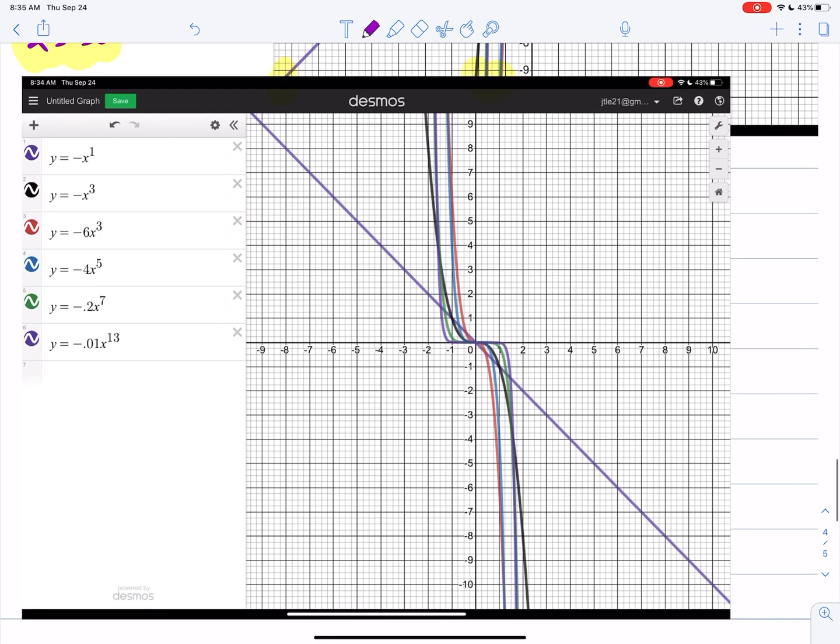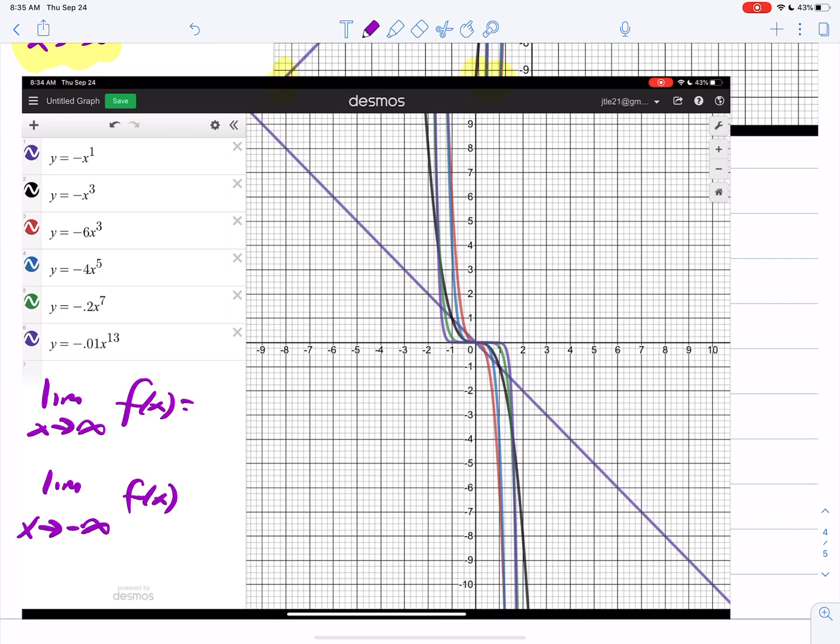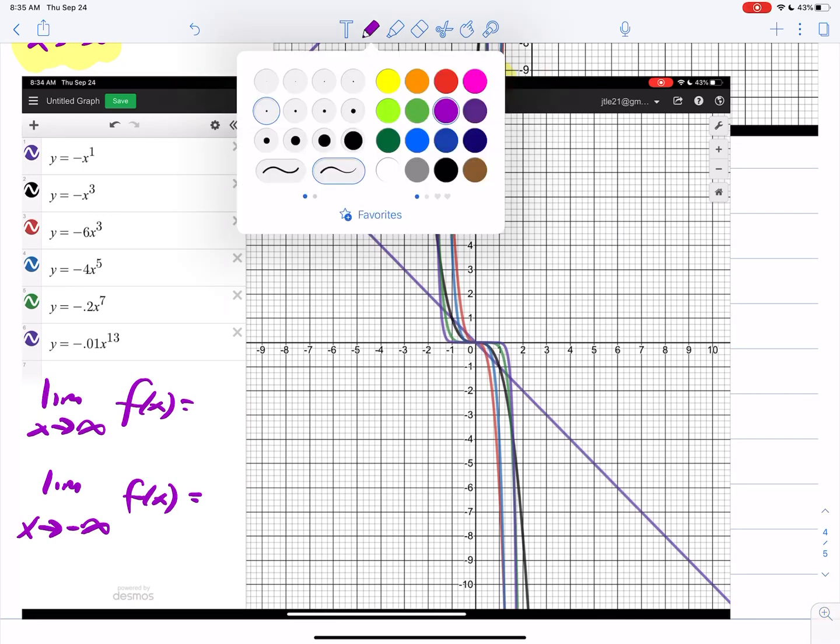Okay, so here we go. The limit of f of x here as x approaches infinity, if you go to the far right, what do we get? And if you go to the far left, as x approaches negative infinity, what do you get there? Pause and play whenever you're ready.